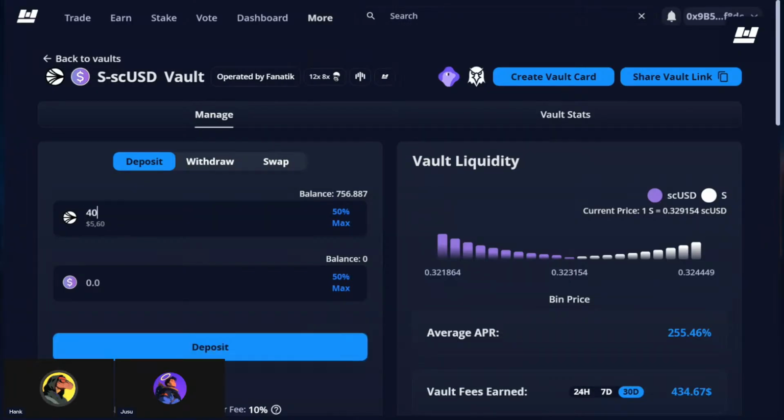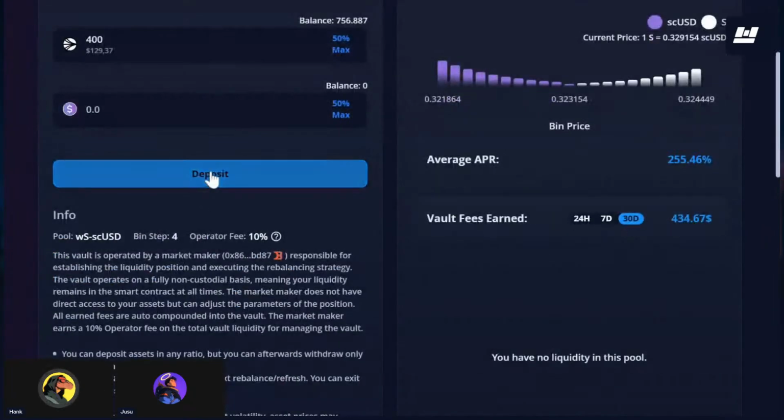Yeah, you can see I'm hyped about vaults. I'm just going to deposit some here.